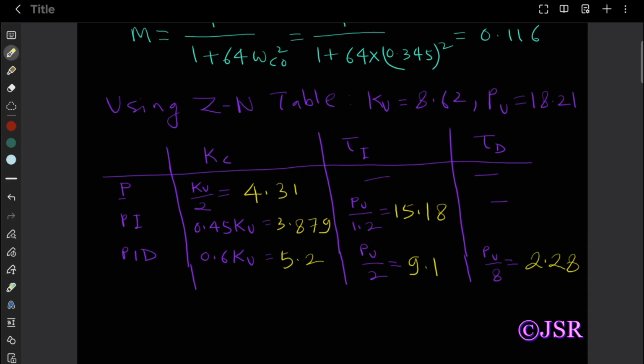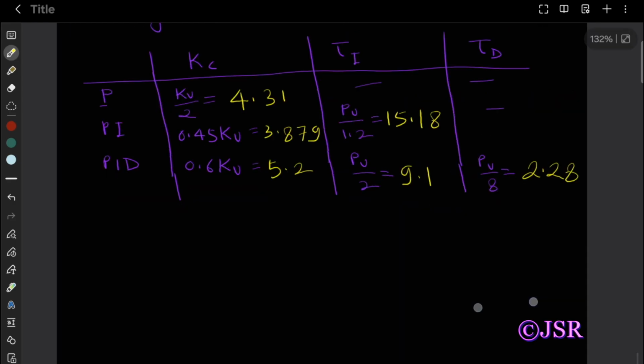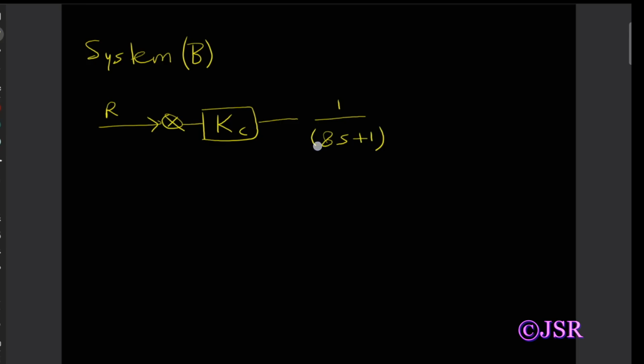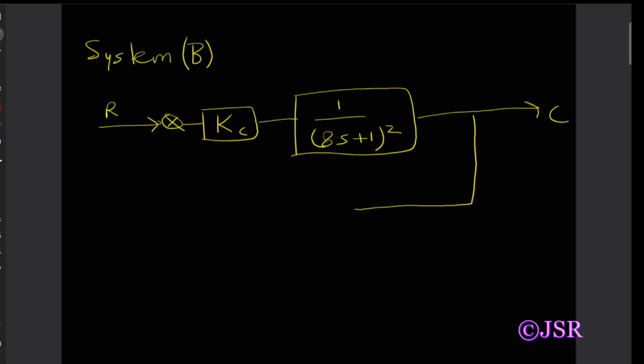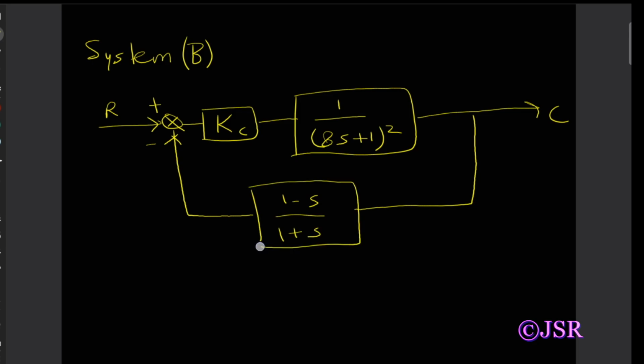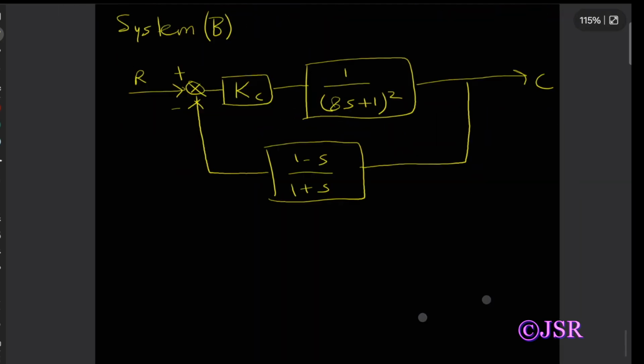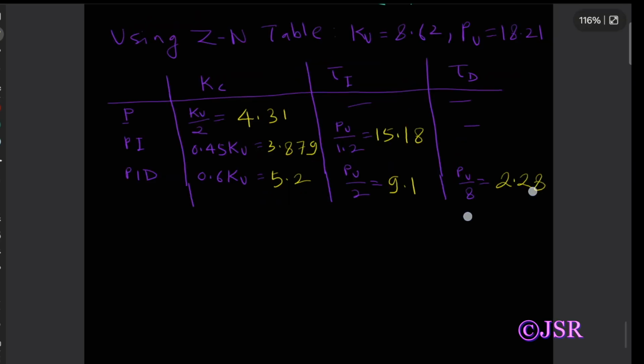So now for system B, we have R, we have Kc, and we have 1 upon (8s plus 1) whole square, C, and (1 minus s) upon (1 plus s). So this is the approximation for the system A as given in the problem.